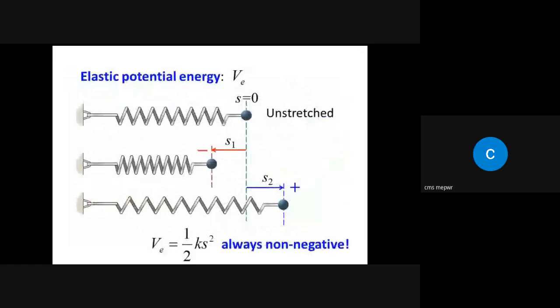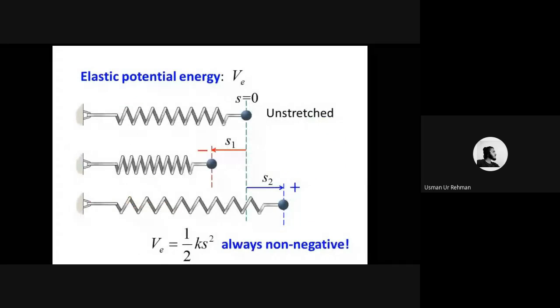Okay, as I have discussed, in case of dynamics, the two forms of potential energy which we are basically interested in are: one, the potential energy due to gravity, which is the potential energy due to weight, which we just discussed; and the second one is the elastic potential energy. What is the elastic potential energy?